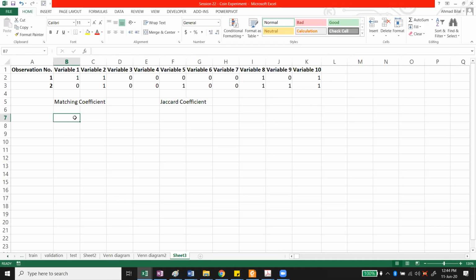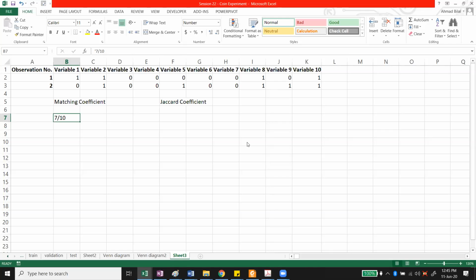So matching coefficient is going to be 7 in the numerator. In fact, let me just write it down like this: 7 in the numerator, and then divided by the total number of observations we have here, that is 10. So it's going to give us 0.7 as the result, right? 0.7 as the result, from 7 out of 10 here, like this. Okay? So what is the matching coefficient? The number of matches divided by the total number of observations.